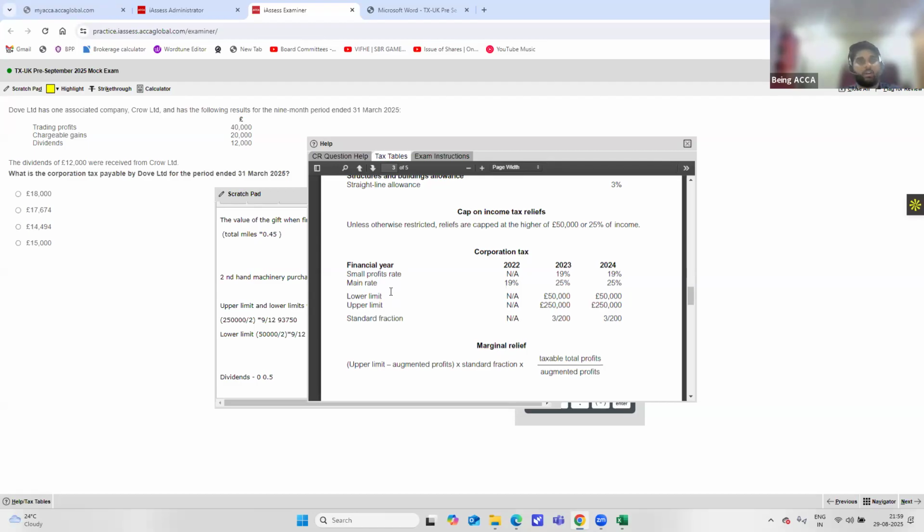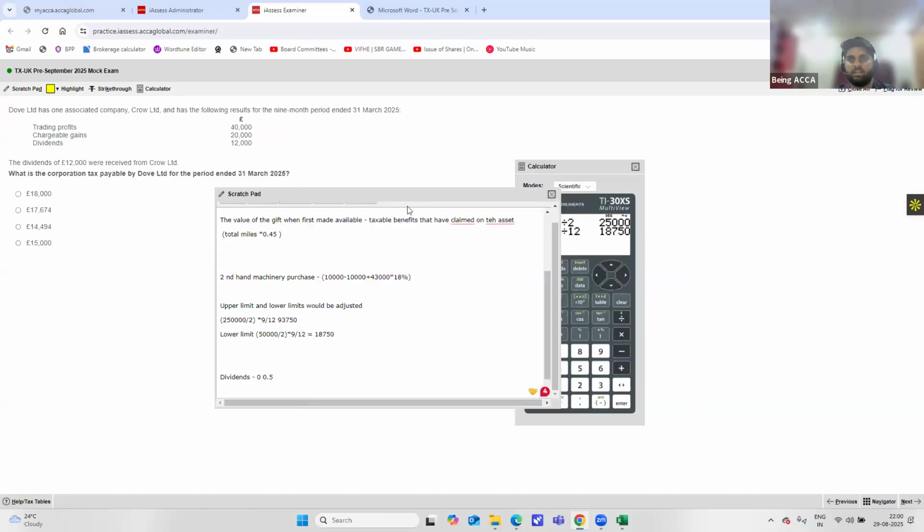Should I go on to the next question? Your augmented profits would only be 60,000 because it is an associated company. So when you're calculating augmented profits, it only means your taxable total profits plus dividends from non-associated companies and not the associated companies. All right, is that clear, guys? Any doubts on that so far?